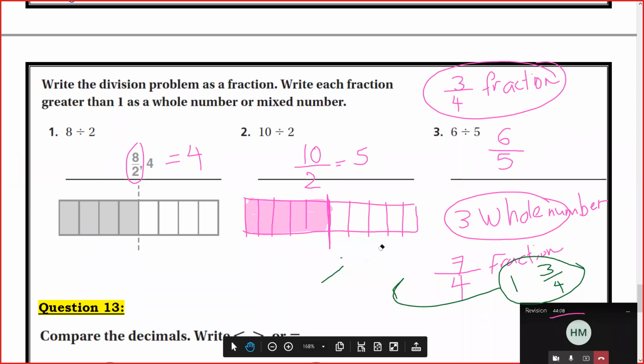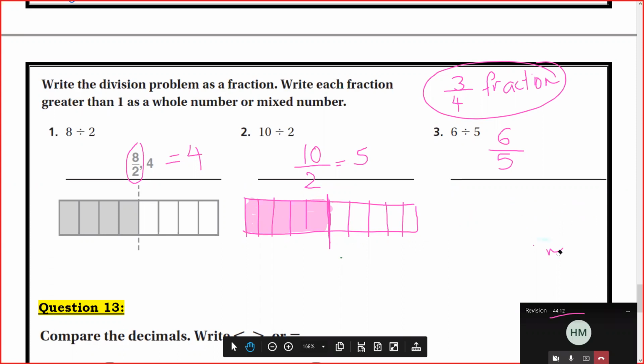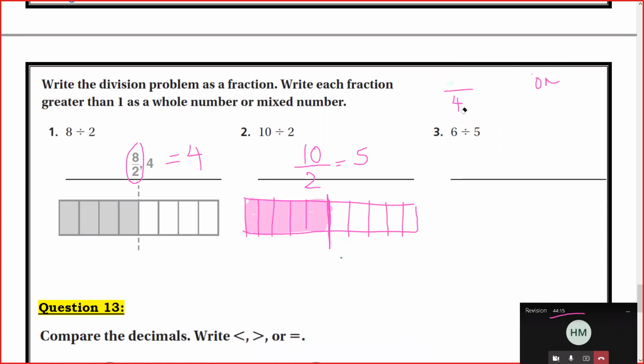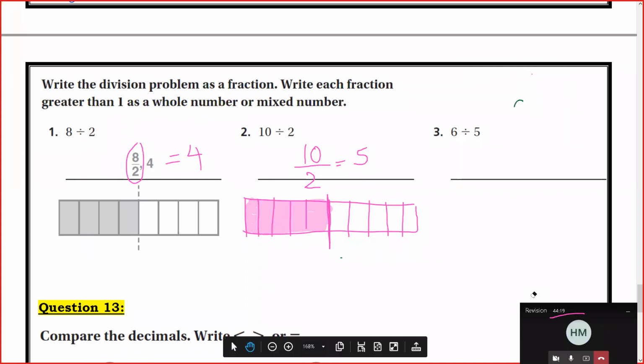Now, what do I want from this question? Here we have 6 over 5. I want you to write it as a mixed number. Do you know how you can convert the fraction into a mixed number? How?